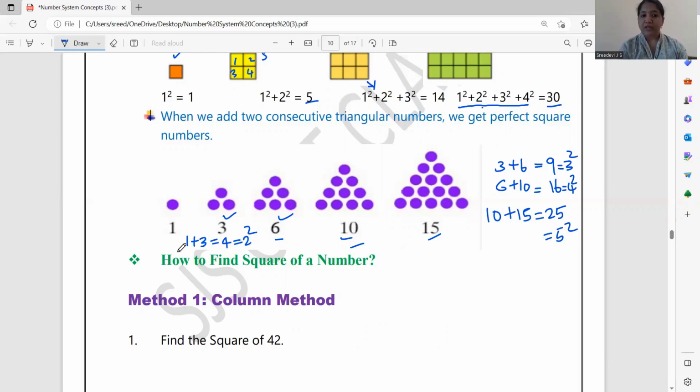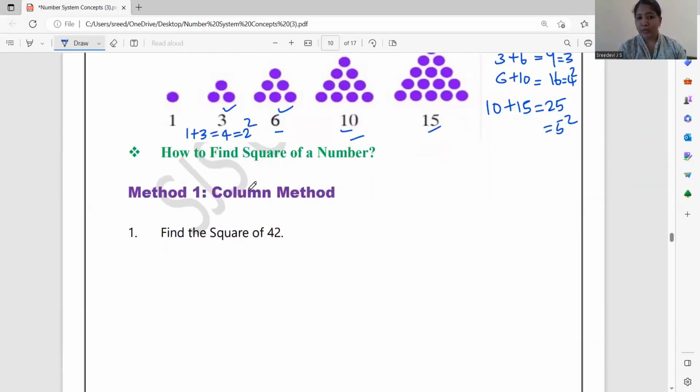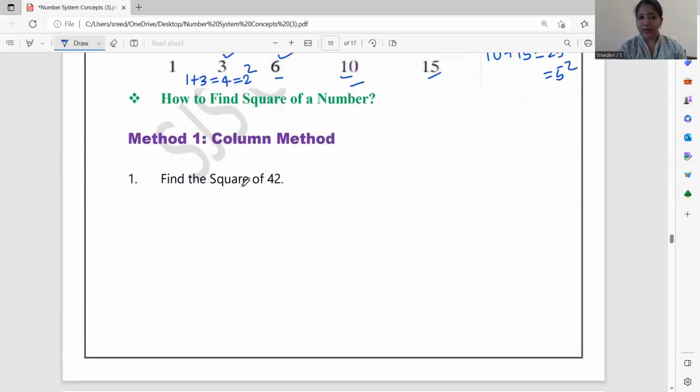Okay. Then next is how to find the square of a number. There are certain methods I am going to discuss here. The first method is the column method. So what is the column method? Actually, this column method is another way of using the algebraic identity (a plus b) whole square. Otherwise, we can say we are taking 3 columns here. This is column 1, column 2 and column 3.